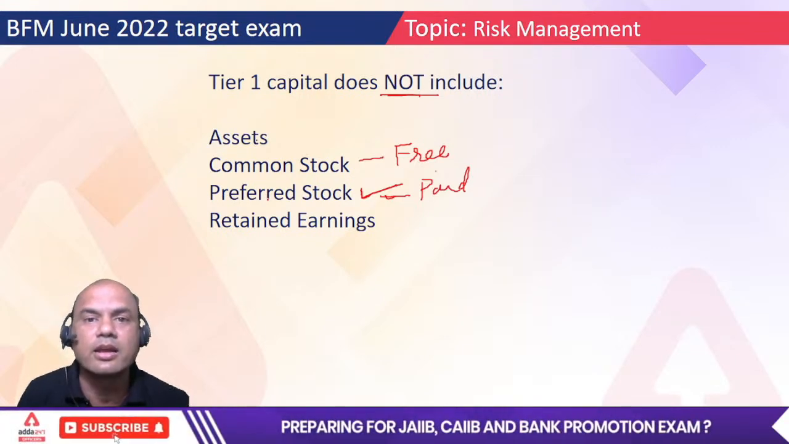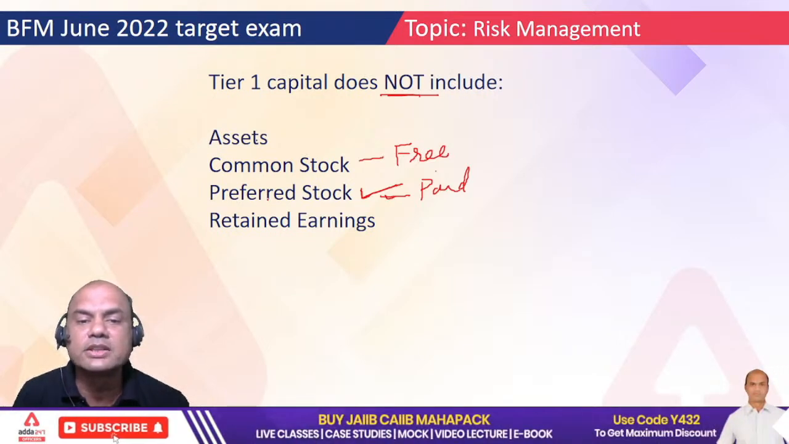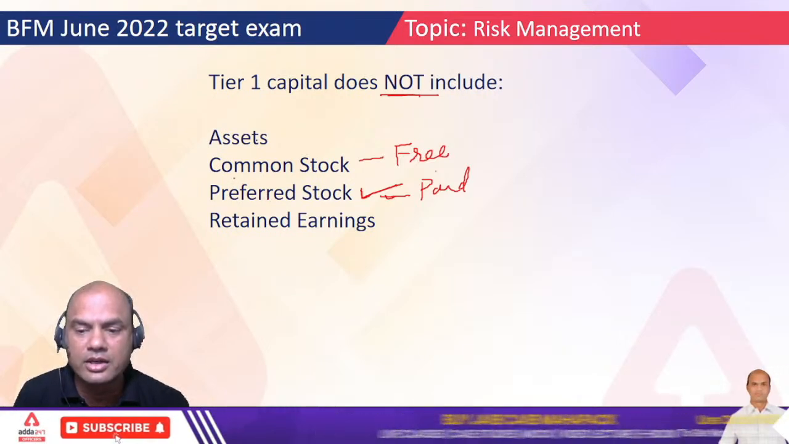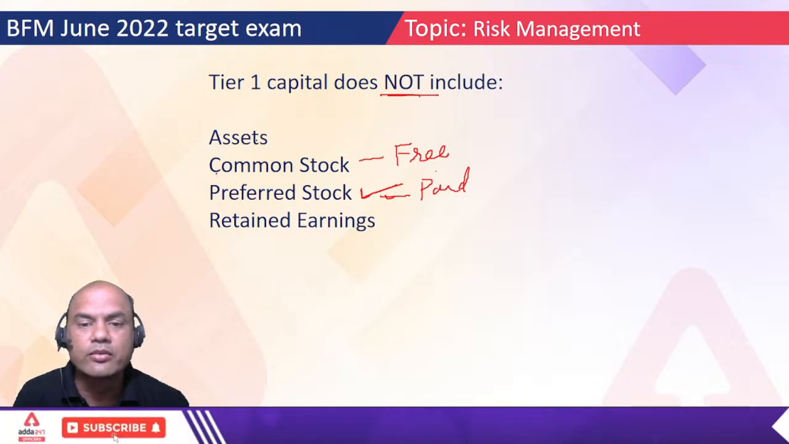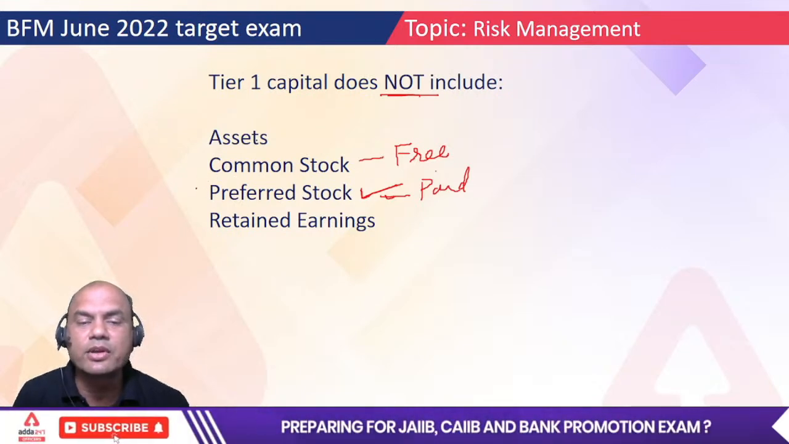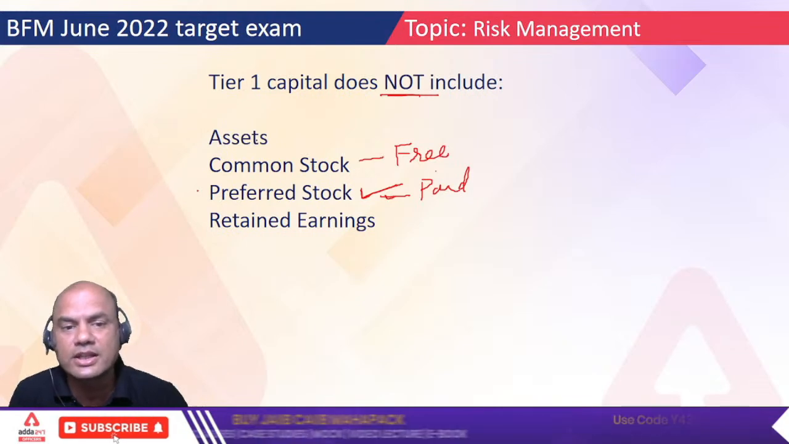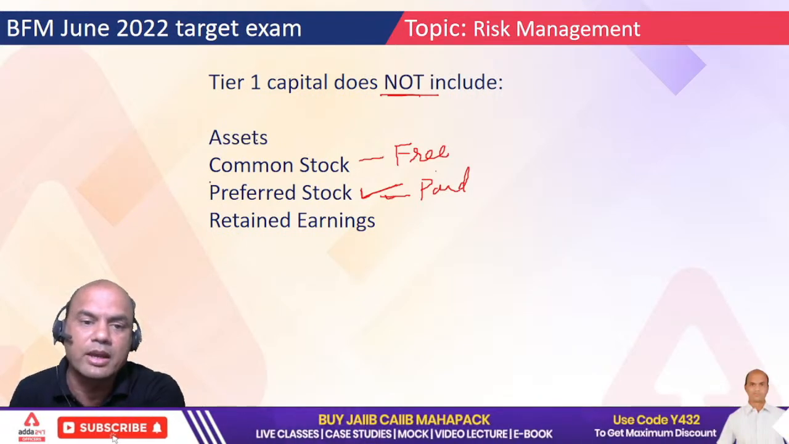Now go through it again. This is known as cumulative. It means if I don't give the dividend in 1 year, then next year I'll have to give the dividend with arrears. That's why this is not a part of free capital, tier 1.